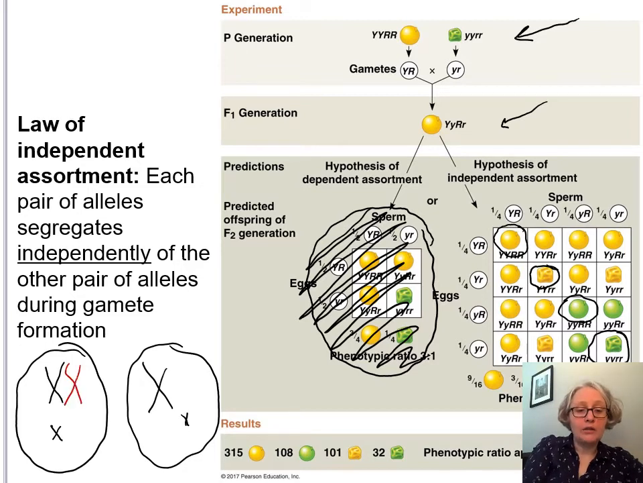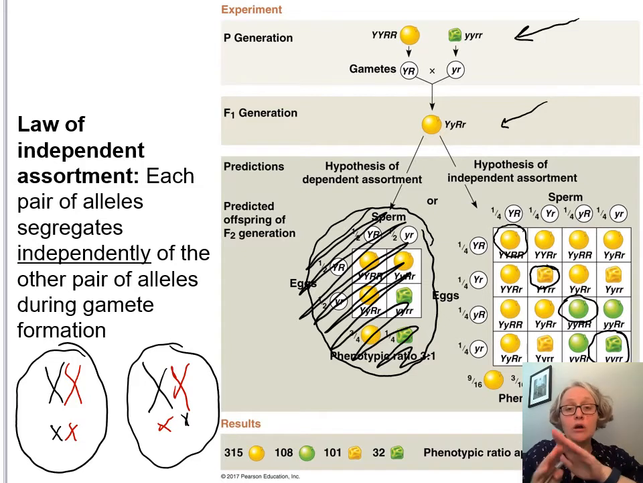They might line up with all the black on one side and all the red on the other side, or they might line up with black and red swapped, right? As long as those homologous chromosomes are segregating, what the next pair of homologous chromosomes does really doesn't matter. And so this is the law of independent assortment.